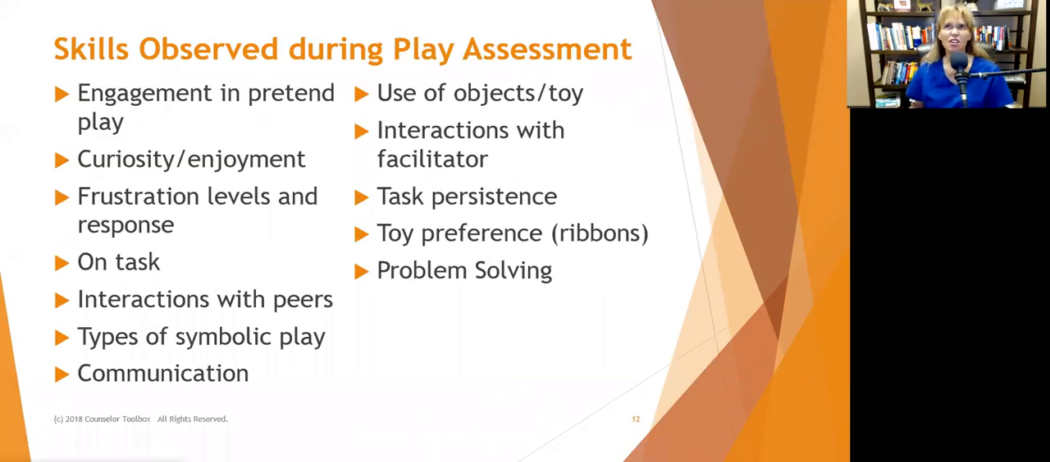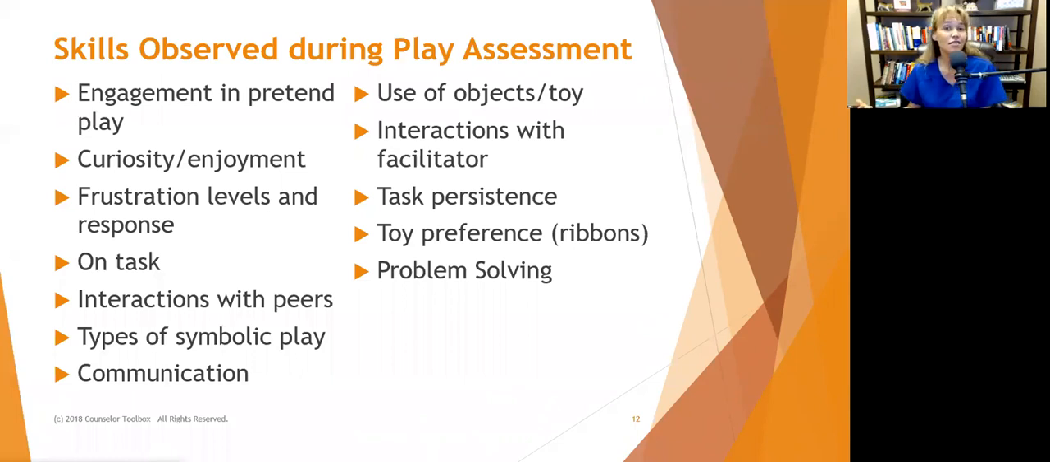So what can we observe during play assessments? We can observe children engaging in pretend play. We can observe curiosity and enjoyment. Even when they're babies, if they're laying on their back and they're playing with the mobiles or something, you can see enjoyment and curiosity. You can see frustration levels and response. Some children will try putting a block into a hole once and it doesn't happen, and they get frustrated and throw it down. Other children will continue to try to get that square peg in the circle for 10 minutes. So we can identify their frustration levels and intervene.